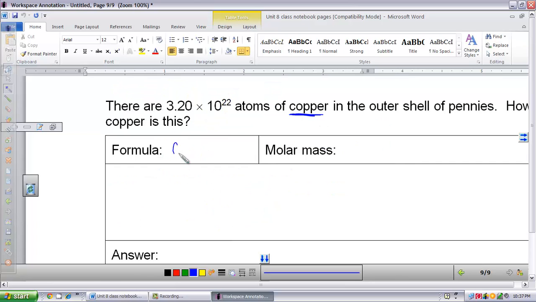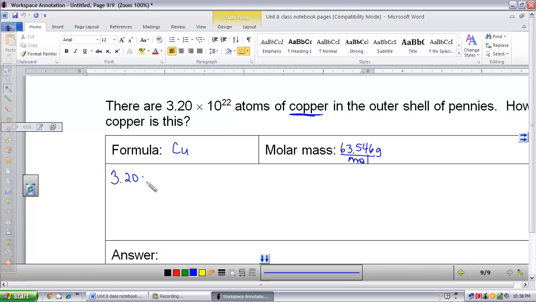Copper is Cu on the periodic table. There's nothing more to it. You don't have to double it or add it with anything. And it has a molar mass, if you look on the periodic table, of 63.546 grams per mole. Okay? So you didn't have to calculate anything. It was just right off the periodic table. It's nice to get a break sometimes.